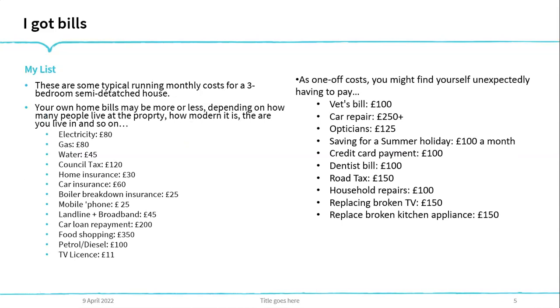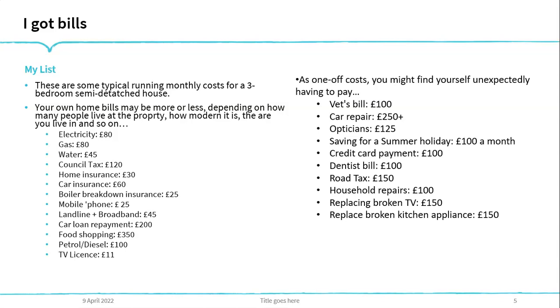So over here, there are some typical running monthly costs for a 3-bedroom house. Okay, so for example, in the UK, you have to pay for electricity, gas, water. You have to pay for tax just to be able to live in a house. You have to pay for insurance on cars and homes, so if something happens, you can claim. You have to pay for maybe mobile phone bill, and if you've got a phone that's attached to the wall, it's called a landline. Maybe you pay for the internet. Maybe you pay for a car loan and you're paying that back.